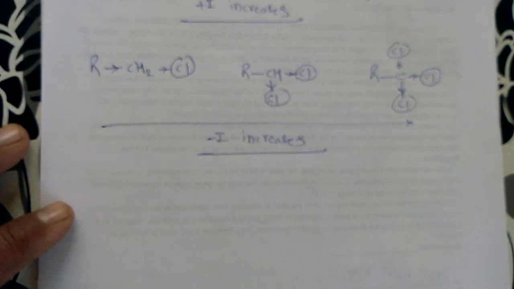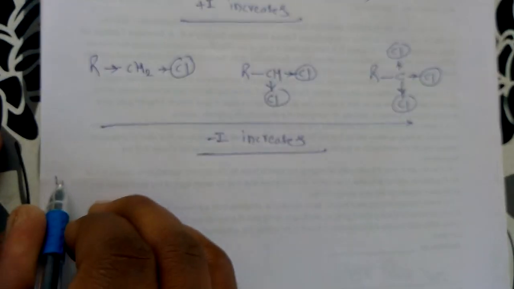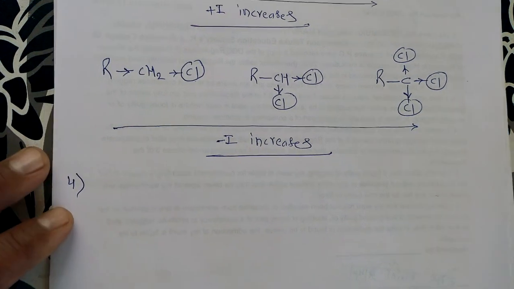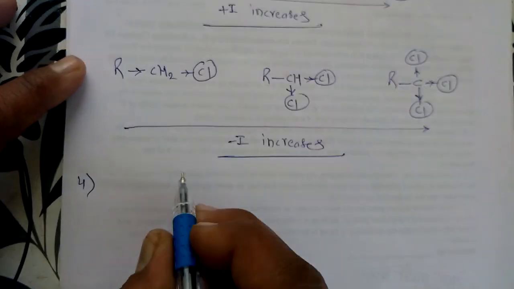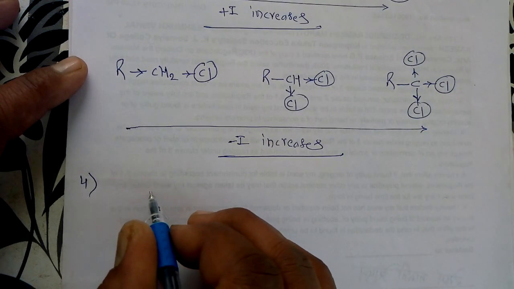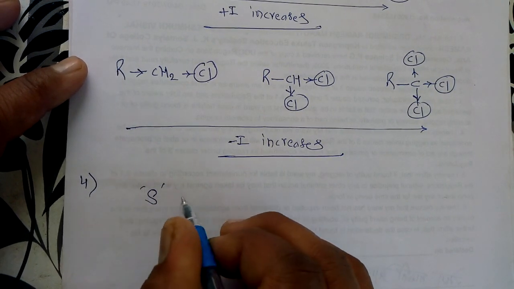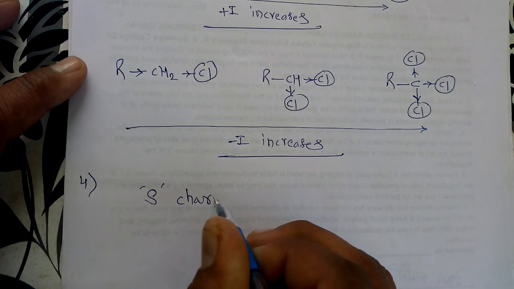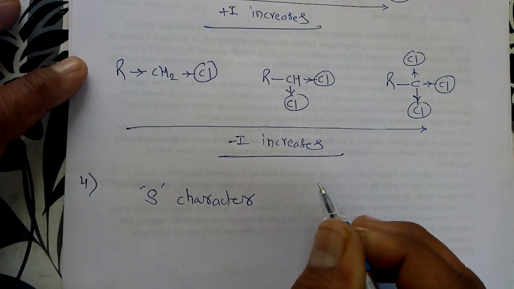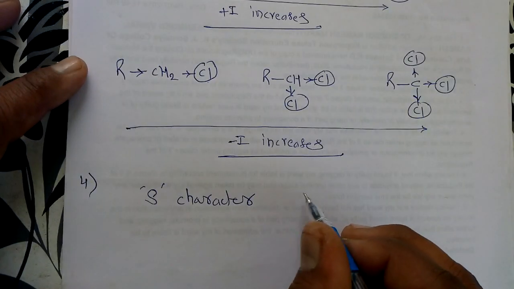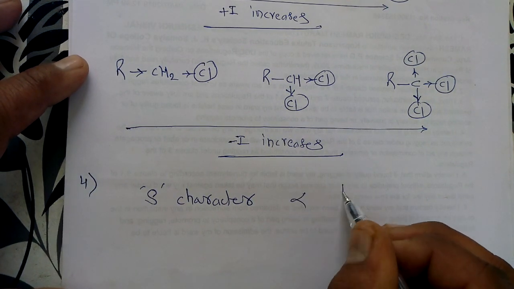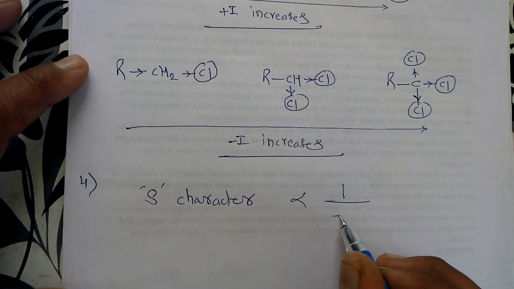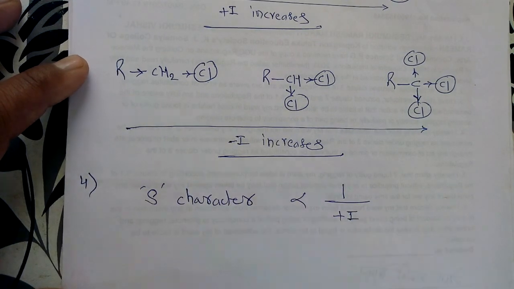As we consider the fourth factor, what happens? If we consider the S character in a molecule, in an atom, what happens? This S character is inversely proportional to the plus I inductive effect.